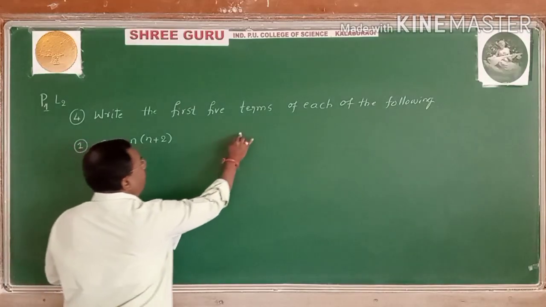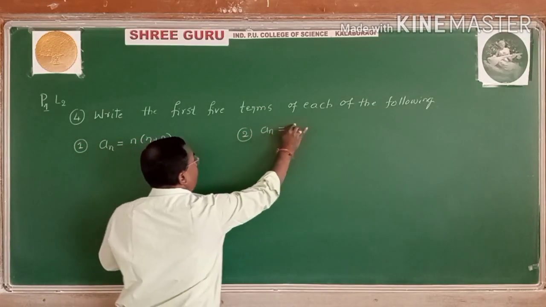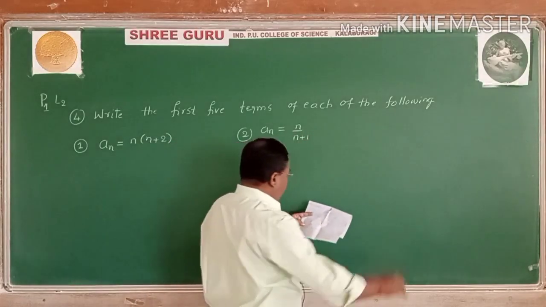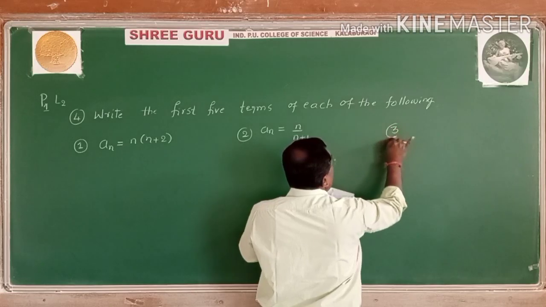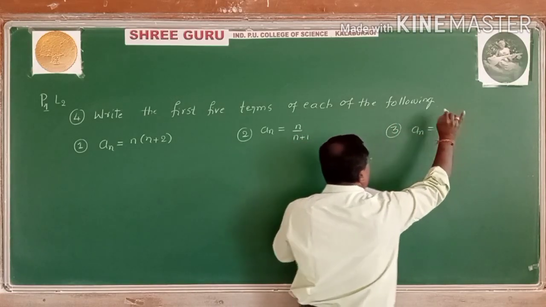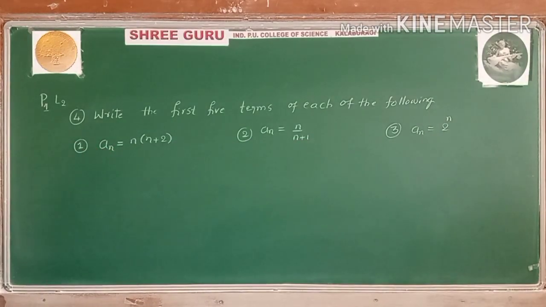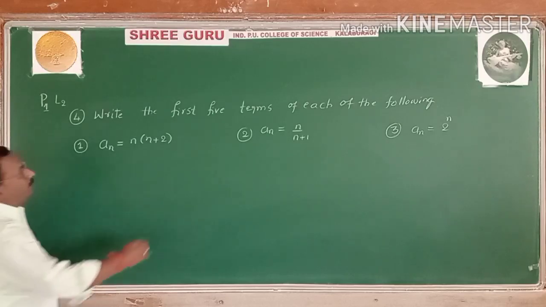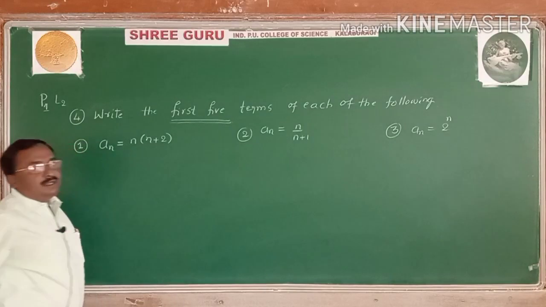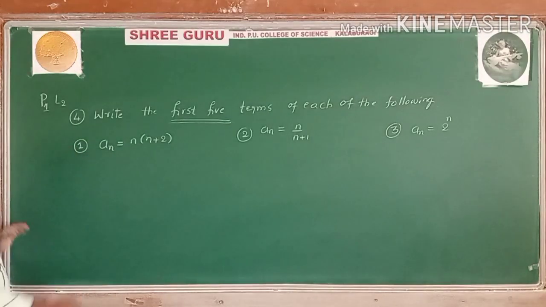Second, an is equal to n by (n plus 1). Third, an is equal to 2 power n. Write the first 5 terms. This is very important. First 5 terms, the nth term an is given. That is the solution.